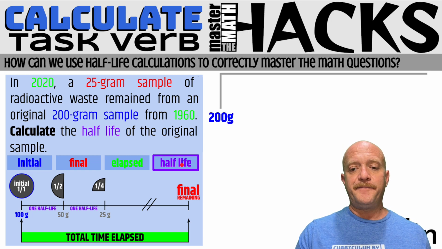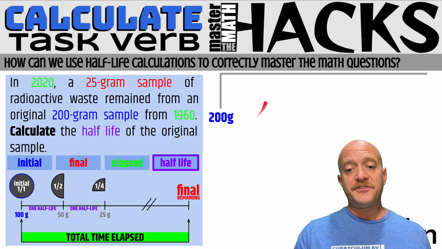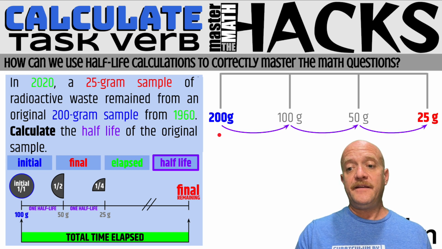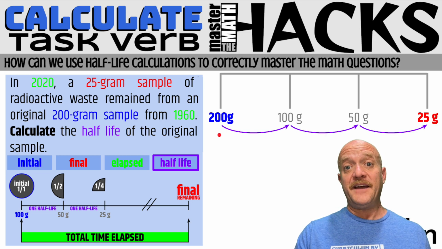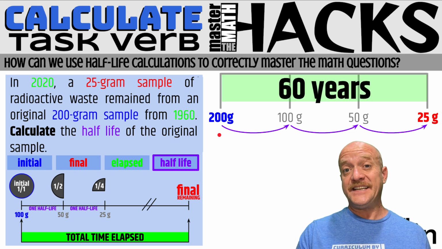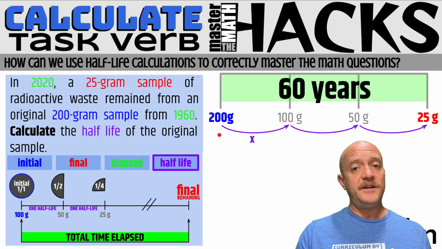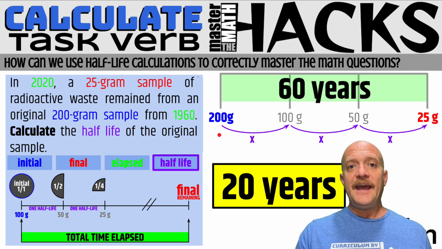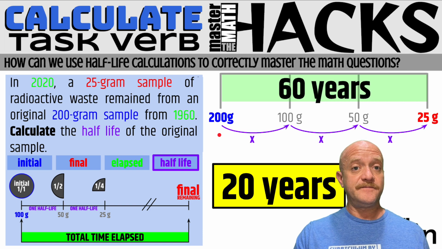So let's set this up. I'm going to start off with my initial value, 200 grams, then halve it: 100, 50, and my final value of 25 grams. I know that this entire process took 60 years. So I have 1, 2, 3 half-lives. 3x equals 60. X is 20 years.